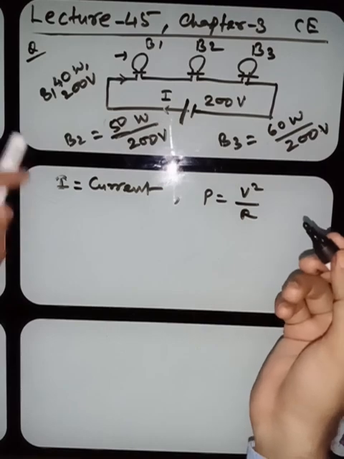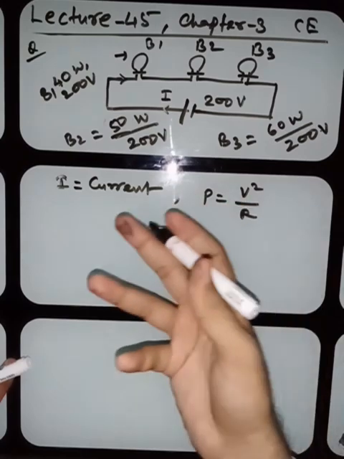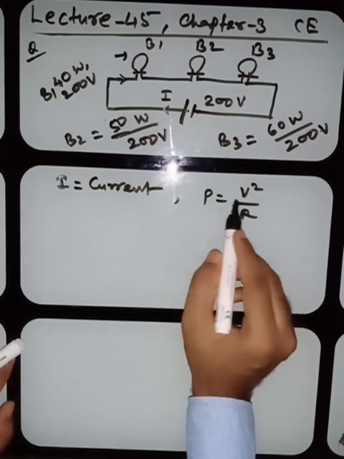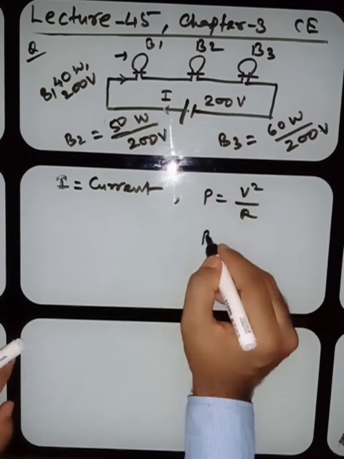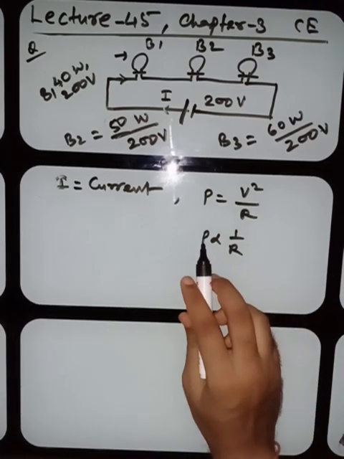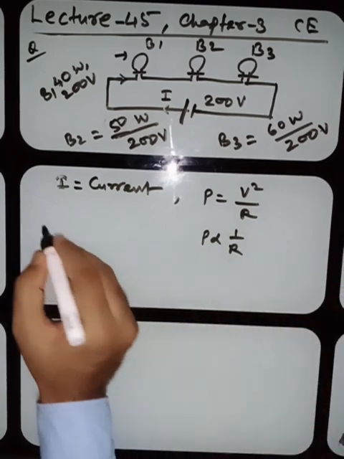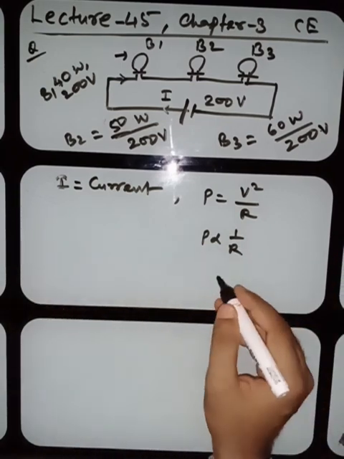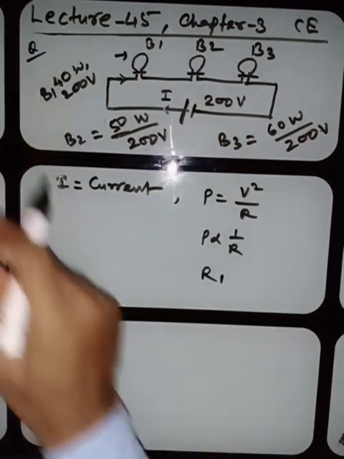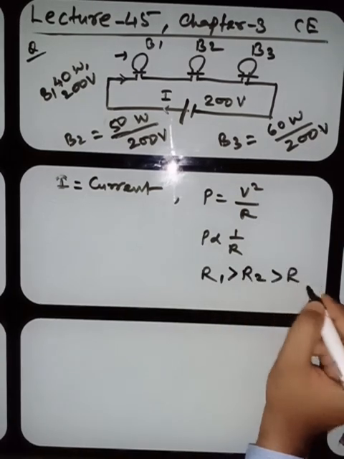All right. So you can see all the bulbs are made for the same potential. Otherwise you can calculate the resistance also, but for the same voltage, P is inversely proportional to R. So the higher the power, the smaller the resistance. It is quite clear from this relation that R1 of bulb 1 is highest, because its power is lowest, and then R2 and then R3.